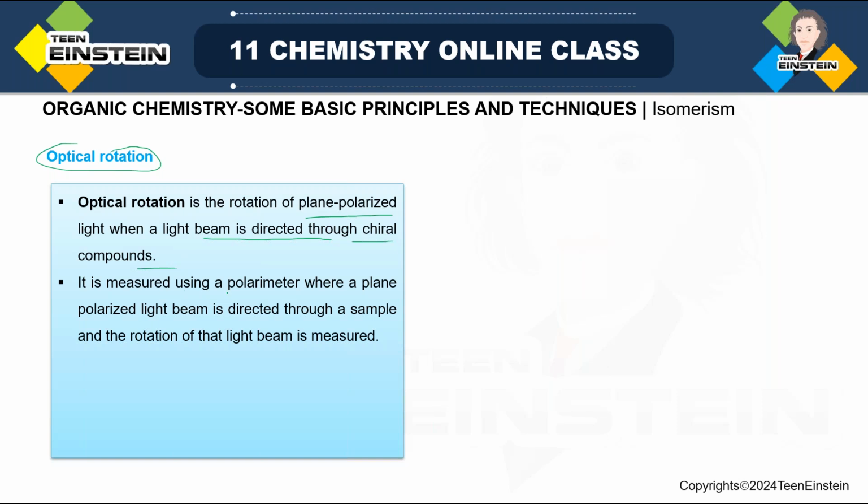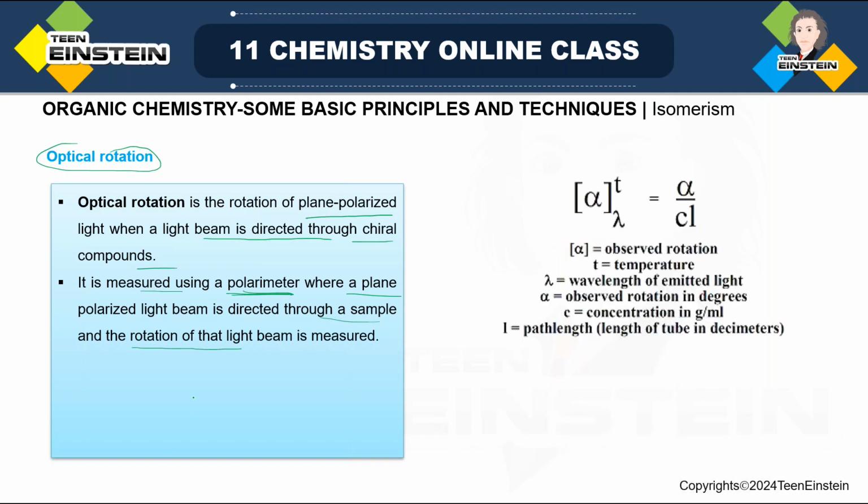We use a special instrument for this optical rotation, which is called a polarimeter. In the polarimeter, a plane polarized light beam is directed through a sample, and the sample is taken in a particular tube, and in that tube there will be a solution of this compound. So the compound will be dissolved in some suitable solvent, and that will be taken in the tube. Fine. And through this tube we will pass this plane polarized light beam. After the passing of this light beam, we will record the rotation of this light beam, that will be measured.